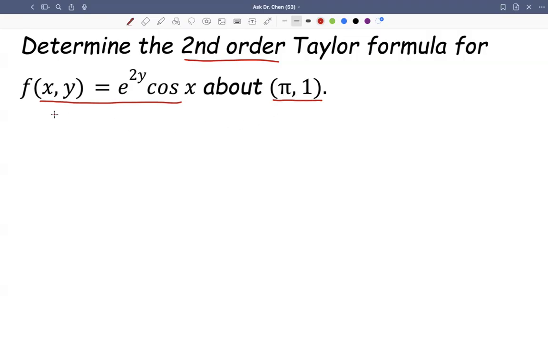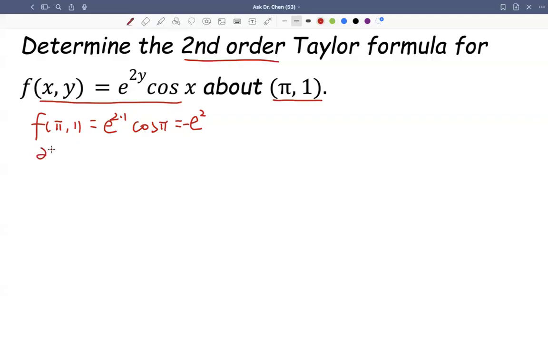So we need to calculate f of (pi, 1), the function value at this point. So that's e raised to 2 times 1, cosine pi. Well, 2 times 1 is 2, so e raised to 2. Then cosine pi is -1, so we get negative e to the 2. That's the function value. Now we need to find the first derivative.